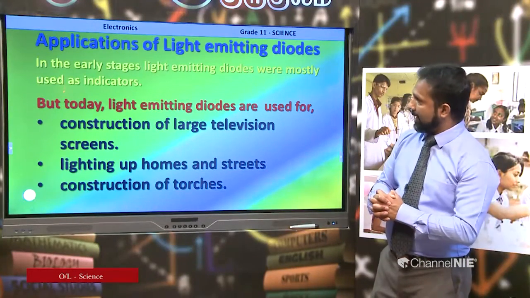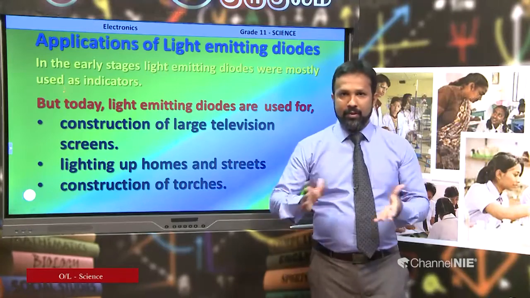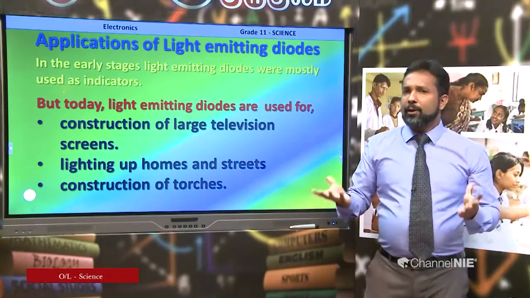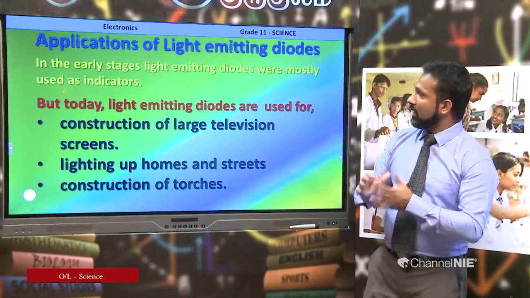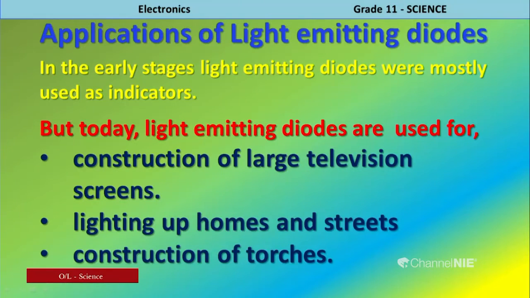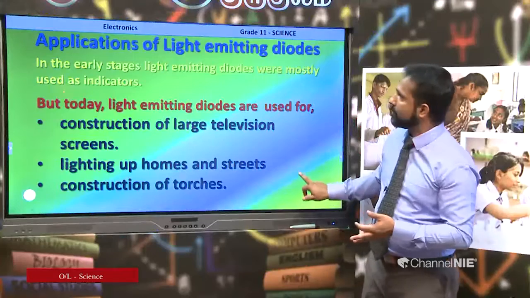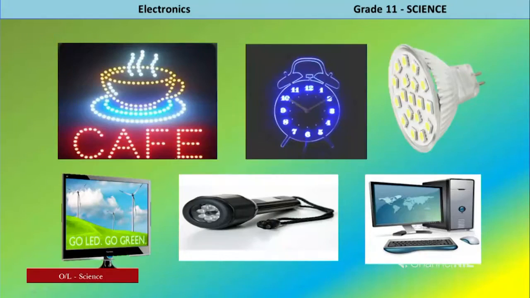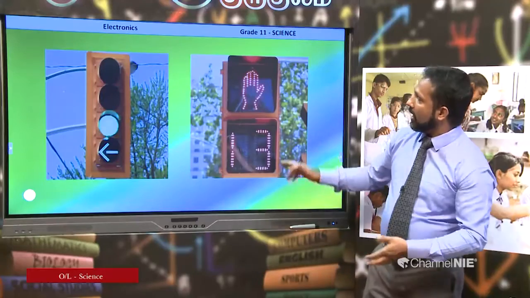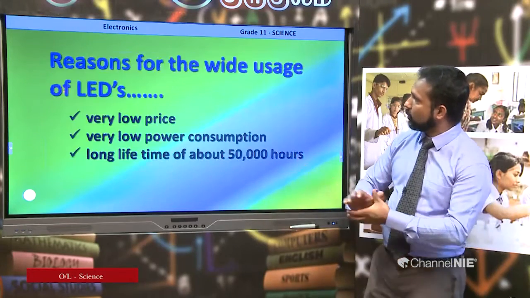Applications of light emitting diodes. Where we use diodes? Earlier, people used diodes as an indicator. But nowadays, light emitting diodes are used for construction of large television screen, lighting up homes and streets, construction of torches. These are some examples for the applications of diodes that we use in our day-to-day life. Here, color lights, signals, we use diodes.